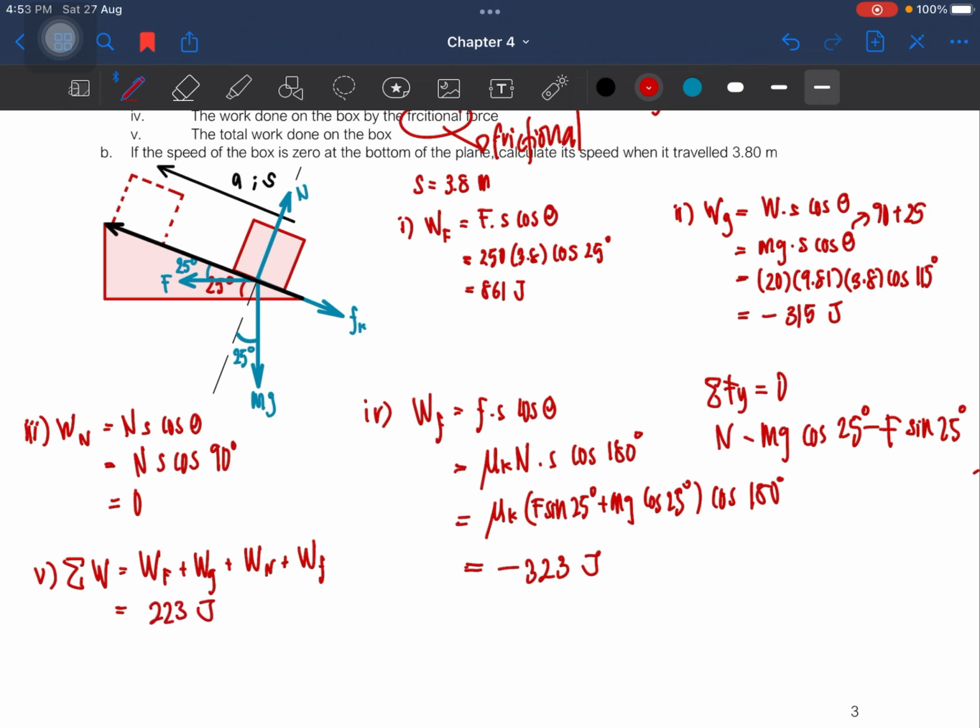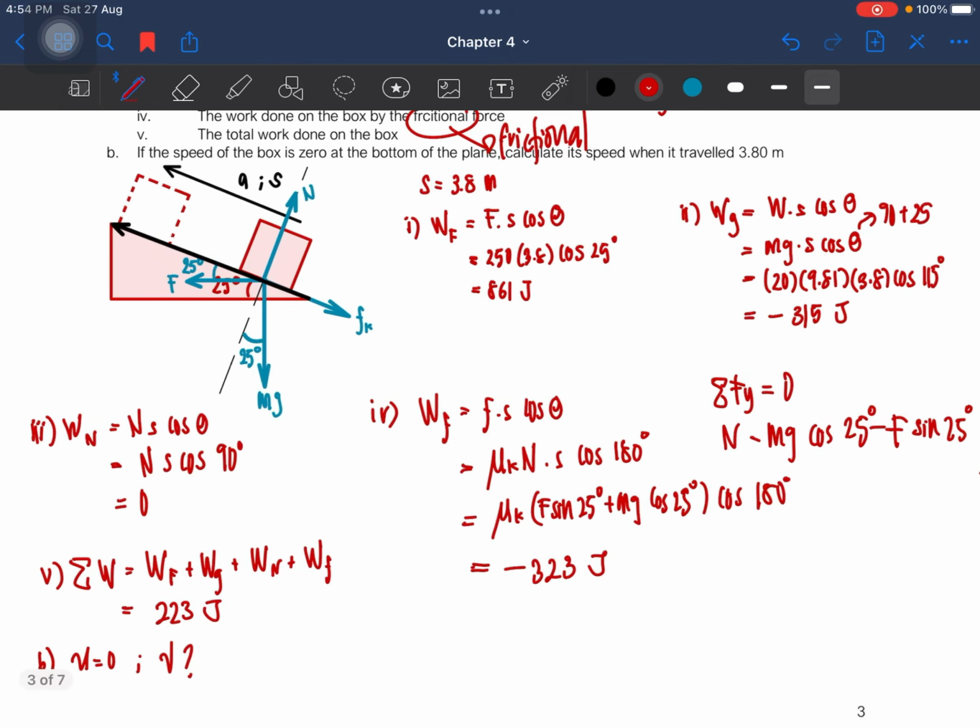Now we are going to apply chapter 2, which is for question B. If the speed of the box is 0 at the bottom, calculate its speed when it has traveled 3.8 meter. So the initial velocity is equal to 0. We have to calculate the final velocity. We don't have the value of time, so we can use the equation without time, which is v squared equals u squared plus 2as.